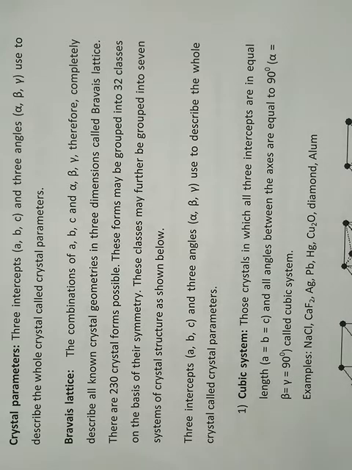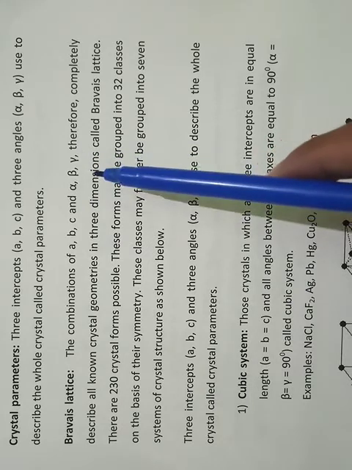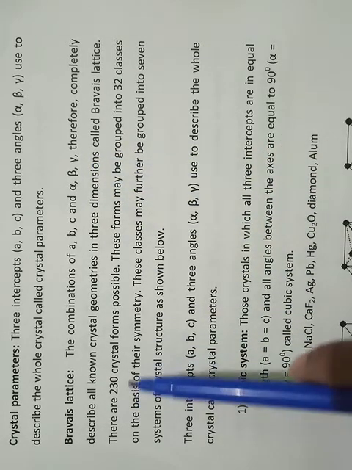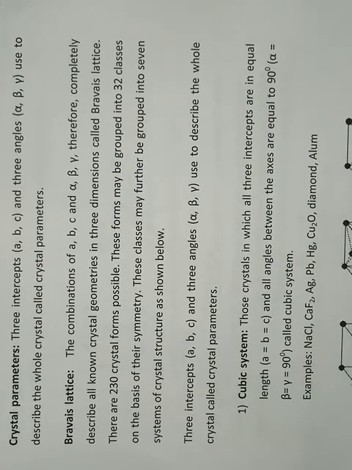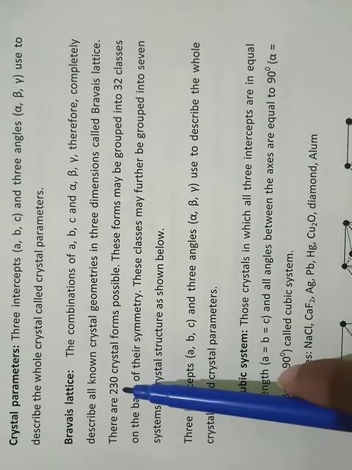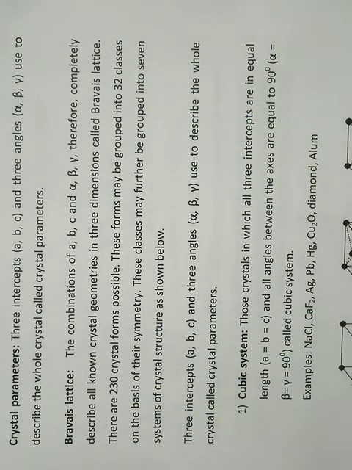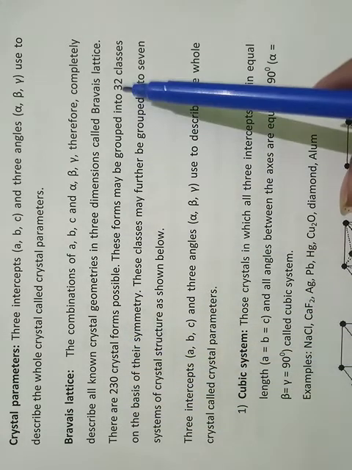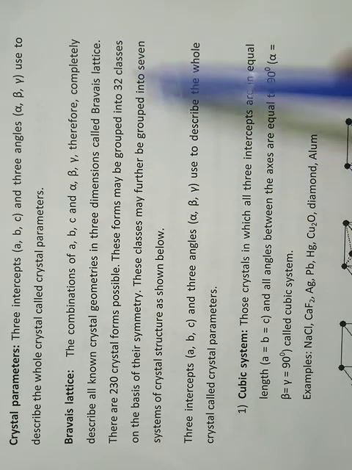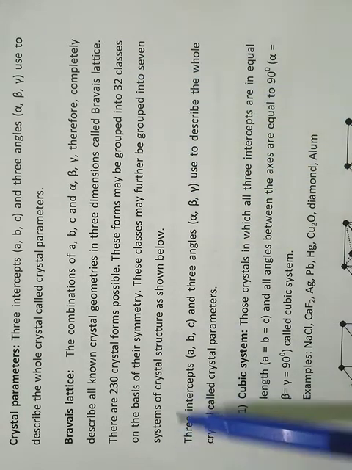By using these Bravais lattices, we can describe all known crystal geometries. There are 230 crystal forms possible, which we can define using these intercepts and angles. These 230 crystal forms can be grouped into 32 classes on the basis of their geometry, and these classes may further be grouped into 7 systems.